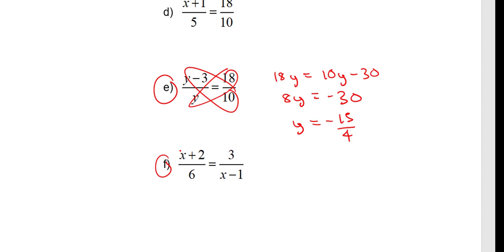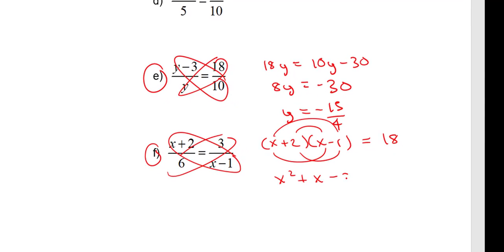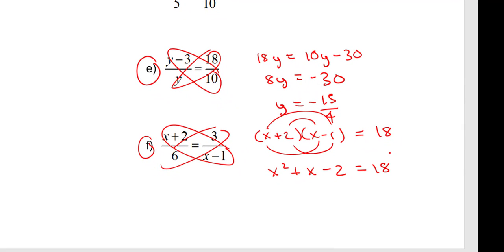Let's take a look at f here. It's a little bit more challenging. Cross multiply again, like this. So I multiply the x plus 2 times the x minus 1. Just FOIL that, equals 18. So you get x squared plus x minus 2 equals 18. Hopefully you followed that.